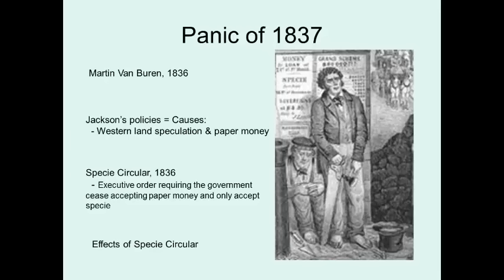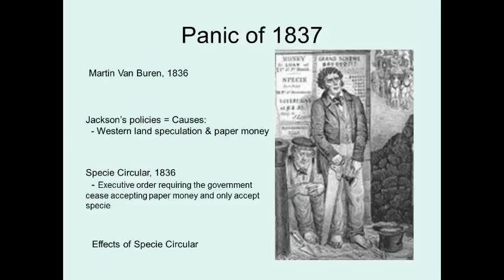There were other effects of the Specie Circular. This caused an immediate drop in demand for Western land, because obviously you can't afford it now that you have to pay in gold. And it also caused specie to drain from the major banks. Everybody starts taking out all their gold, all their silver. And this created a shortage and deflation.